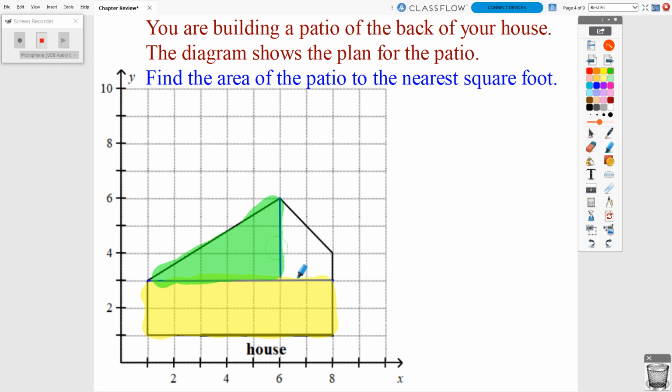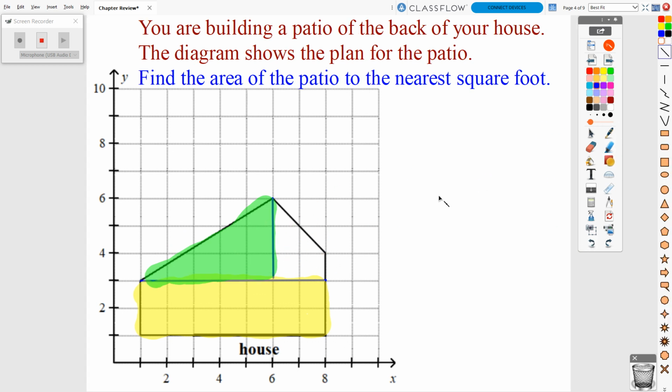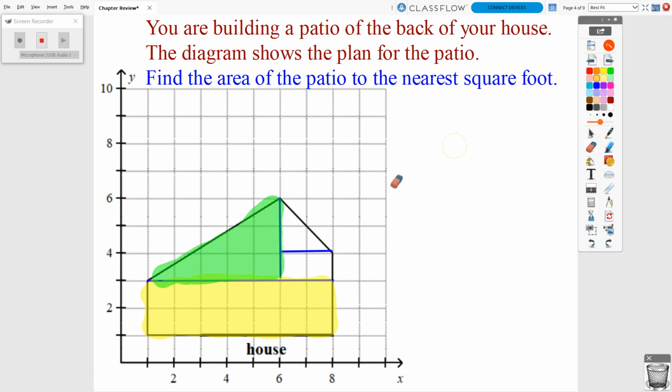It's still kind of weird, right? I can't really find the area of that. We haven't talked about that particular shape yet. So maybe one more segment drawn in here. I've got this smaller right triangle in here with a base of 2 and a height of 2, and I have this little rectangle right here. So I can think about this patio as the sum of these 4 shapes.